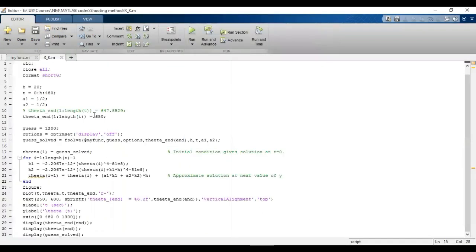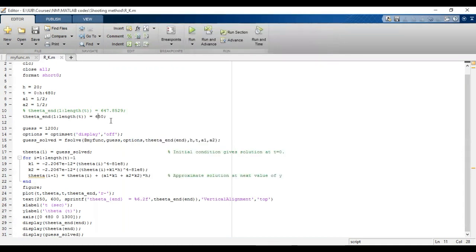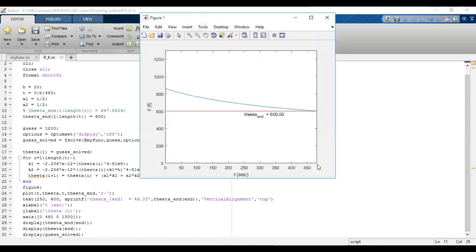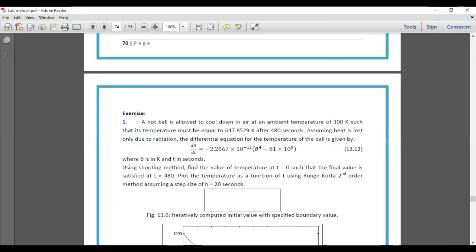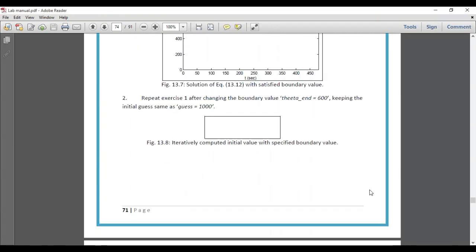So I have specified the boundary condition as 650, and you can see that the differential equation has been solved, and this initial condition has been adjusted by the solver such that the boundary condition has been met. So let's change this initial condition to 600 now and run this file again. So again, this has changed the initial condition such that the boundary condition has been achieved. So this is how we can apply the shooting method to solve boundary value problems and solve the differential equations.